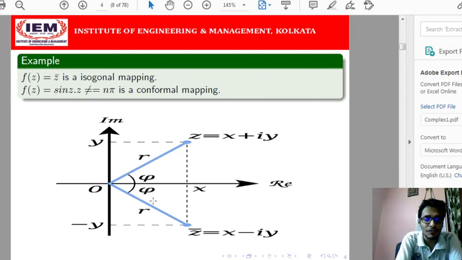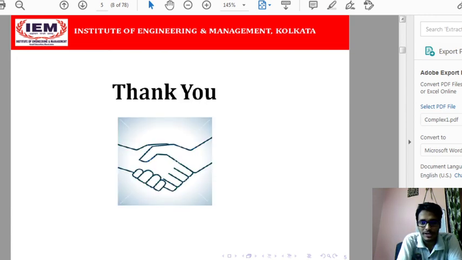But the direction is different, because the angle of the position vector r for z is in the anti-clockwise direction, and the direction for the z bar point with respect to the x-axis is in the clockwise direction. So whenever z is mapped to z bar, the magnitudes are the same, but the angles are the same only in magnitude, not in direction. One is the anti-clockwise direction, another is the clockwise direction. So that is an example of an isogonal mapping. I think it is clear what we mean by isogonal mapping and conformal mapping.